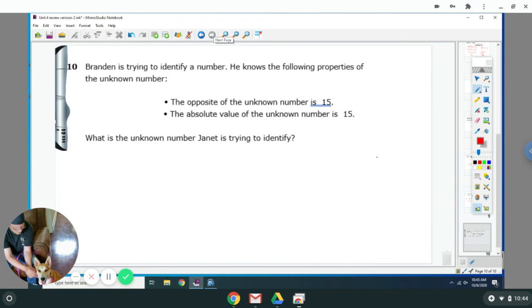Number 10. We ended up skipping 9, so we're just going to go on to 10. Braden is trying to identify a number. He knows the following properties of an unknown number. The opposite of the unknown number is 15. So that means this number has to be -15. And the absolute value of this unknown number is 15. So the absolute value of -15 is actually 15. So your final answer is -15.